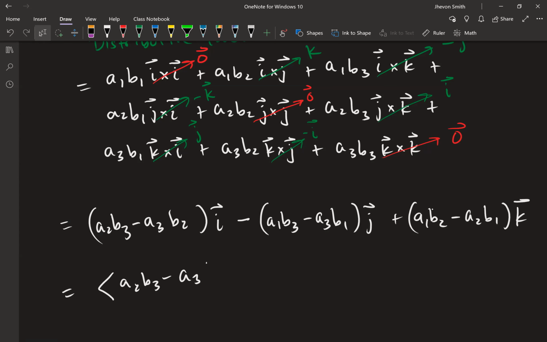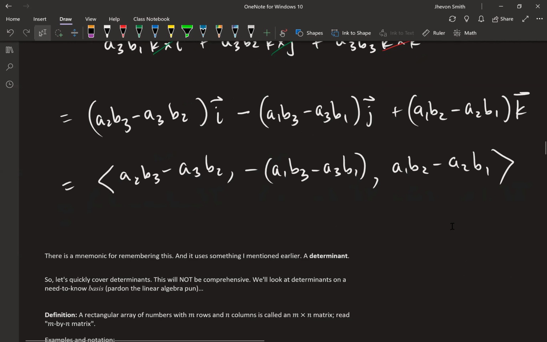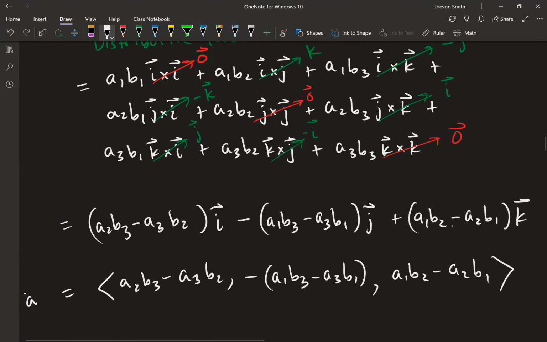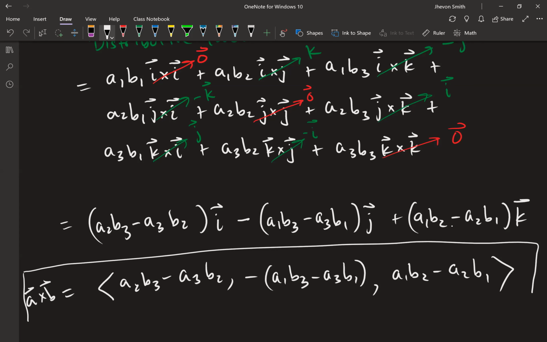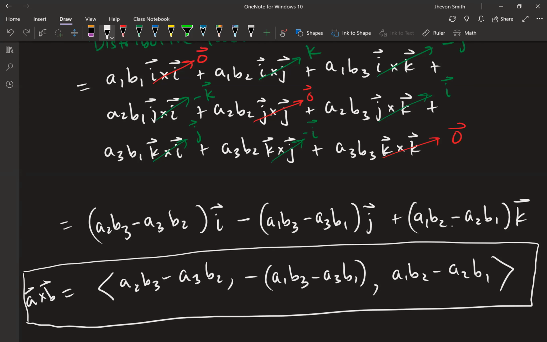A2B3 minus A3B2, comma, minus A1B3 minus A3B1, comma, A1B2 minus A2B1. And voila, there you have the cross product. This here is your A cross B, component-wise. So if I know the components of A and B, I can actually find the vector that, 1, will be orthogonal to both A and B at the same time. 2, it will obey the right-hand rule. And 3, the magnitude of this vector will be the same as the area of the parallelogram formed by A and B.